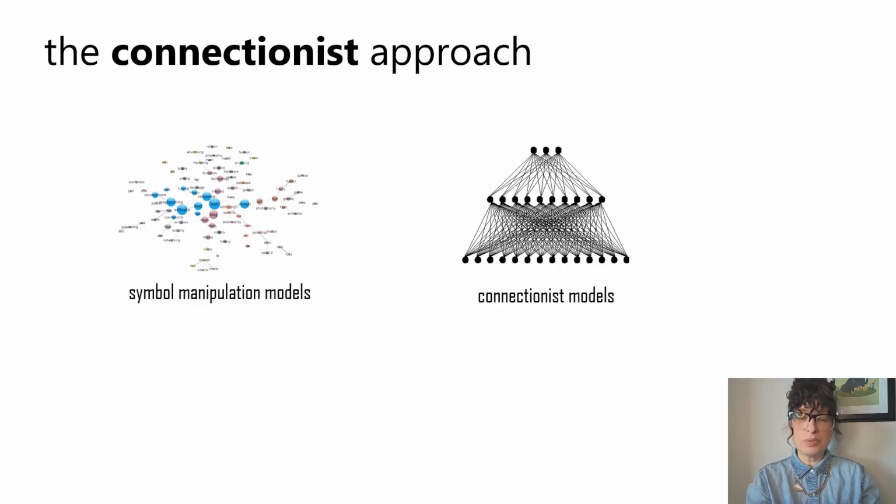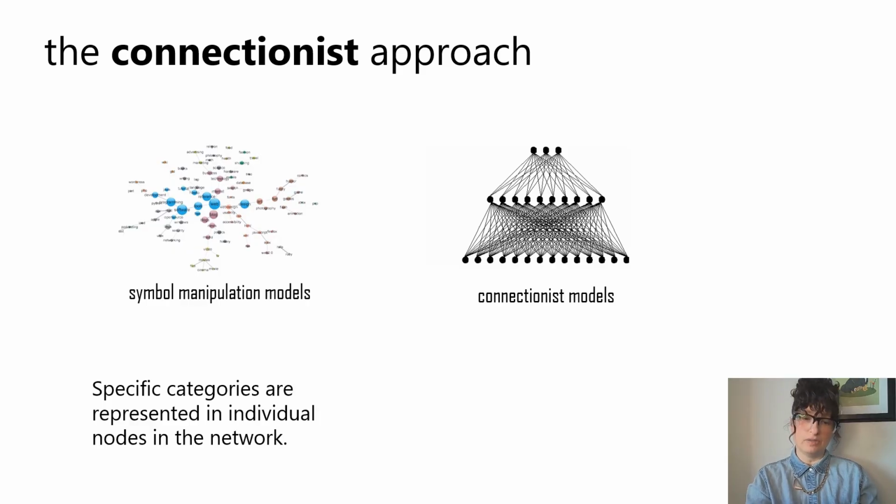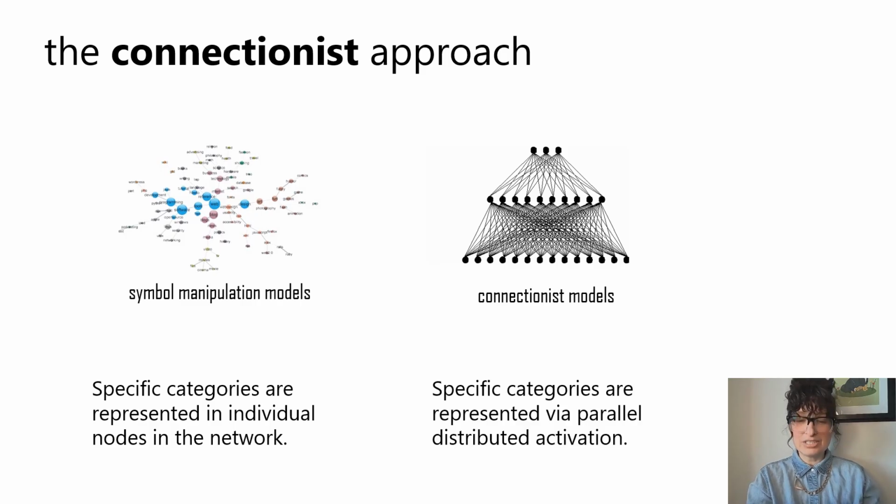So the connectionist approach with semantic network models, these symbol manipulation models, specific categories are represented in individual nodes in the network. In connectionist models, specific categories are represented via parallel distributed activation. So the connectionist approach actually took into account how neurons work. Specific categories are represented by distributed patterns of activation across the system, which is also how neurons work.